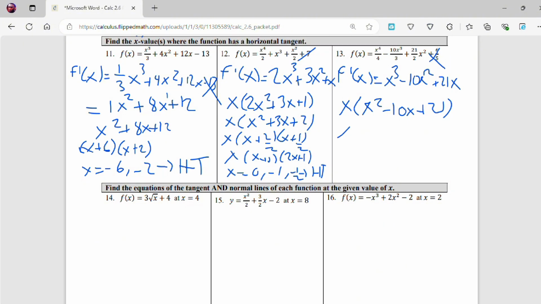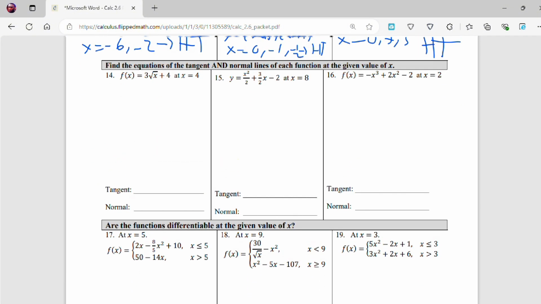All right, x, and then we're gonna factor two numbers that give us 21, two numbers that add up to -10. So x minus 7, x minus 3, x equals 0, 7, and 3. And just like that, we are going to be done with this section of the practice.